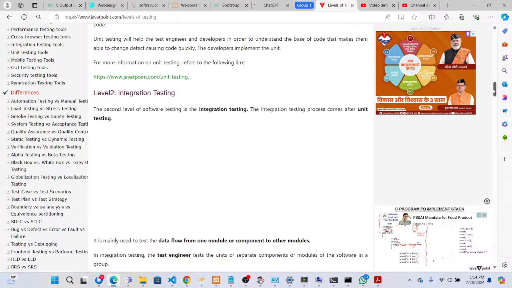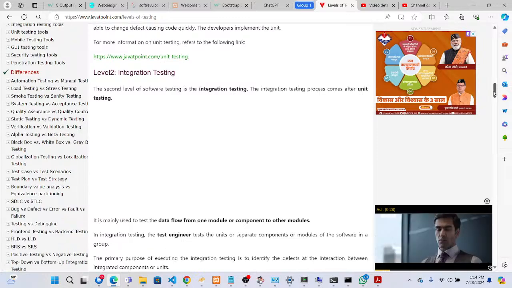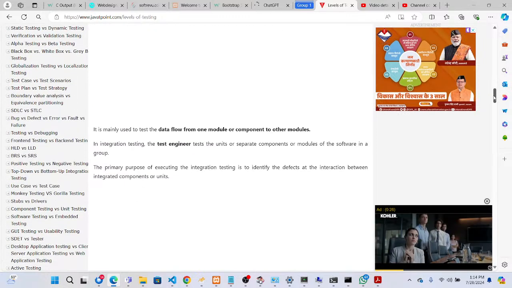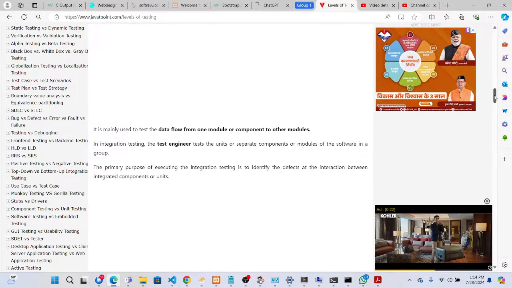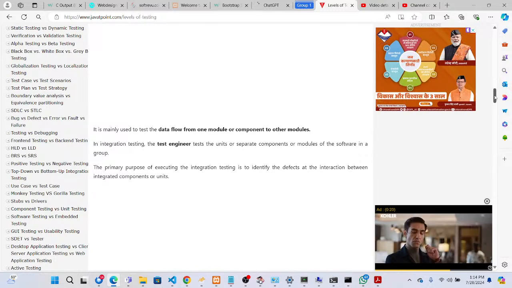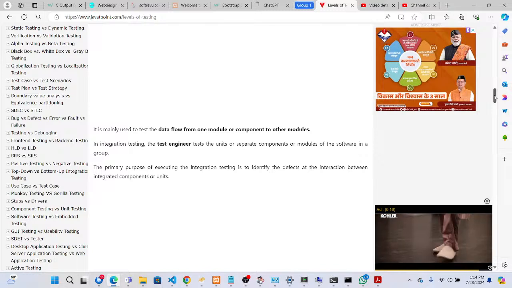The second level is the integration testing. The second level of software testing is the integration testing. The integration testing process comes after the unit testing. It is mainly used to test data flow from one module to the other module, or component to the other component. So in integration testing, a test engineer tests units or separate components or modules of software as a group.